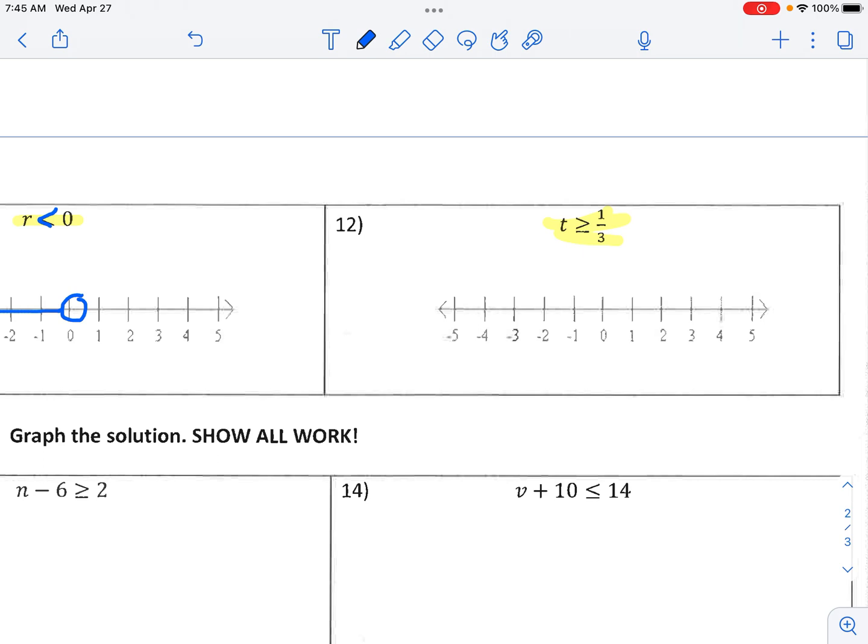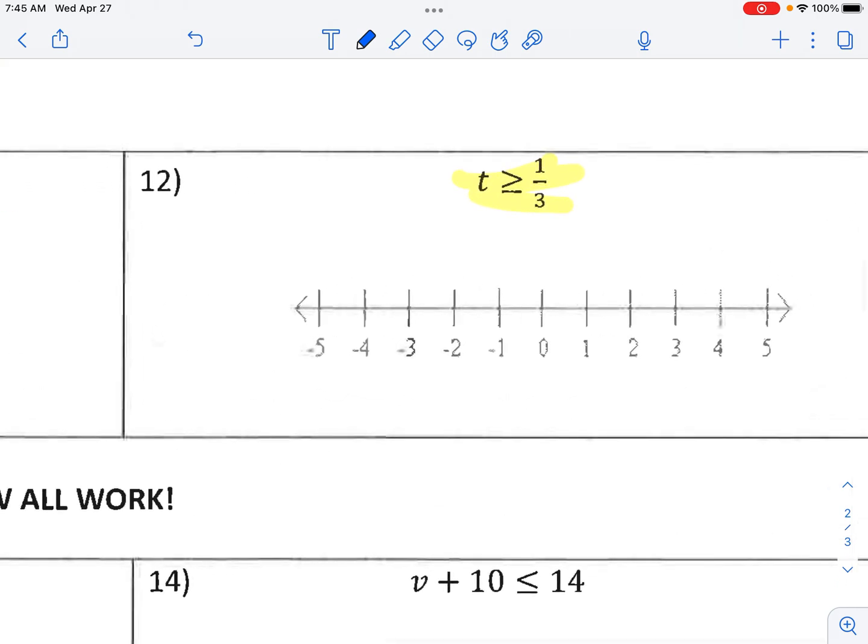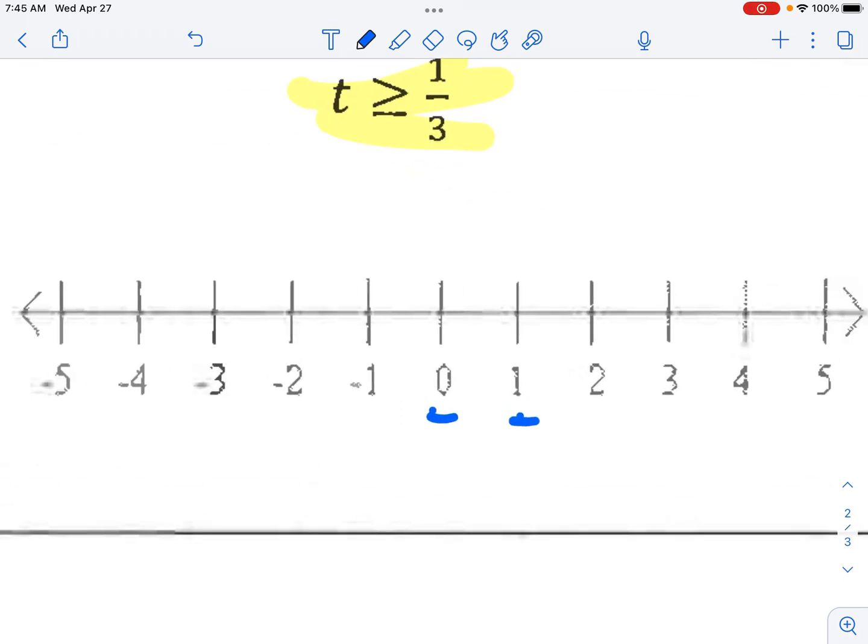T is greater than or equal to 1/3. So if I look at 1/3, I'm focusing on 0 and 1. I know any fraction is going to fall between 0 and 1. So here would be about 1/3 and here would be about 2/3. So thinking about that, my circle is going to go about right there.